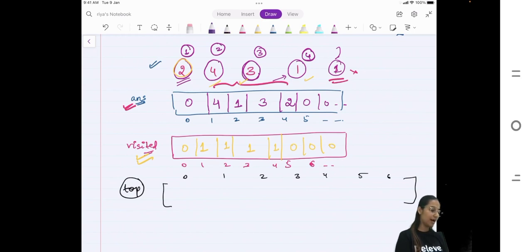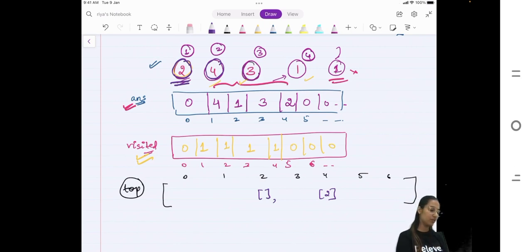Okay, so currently there's a person 2 and no one is in front of it. So for 2, the array would be empty. Now there is a person 4, in which only 2 is the person who is in front of him. So I'll just add 2.